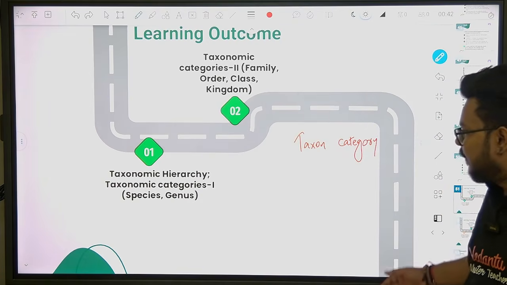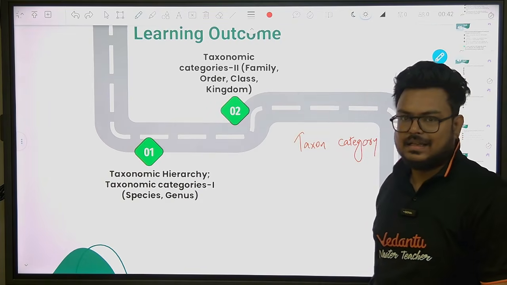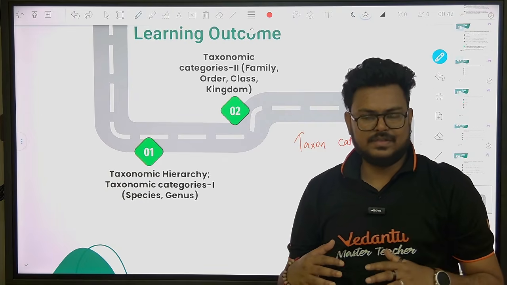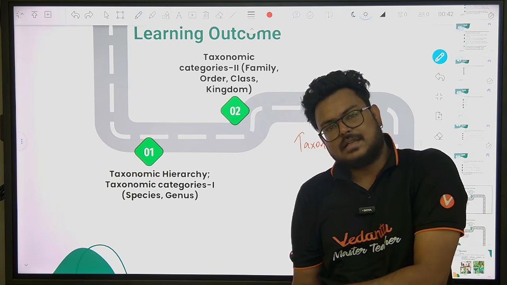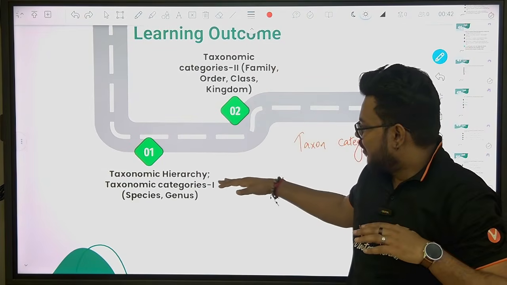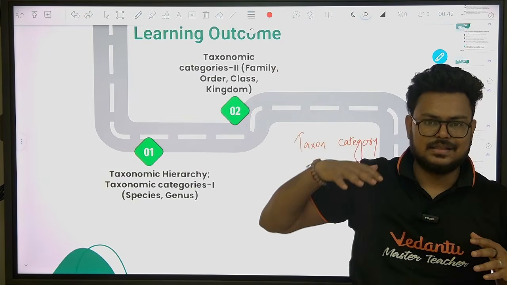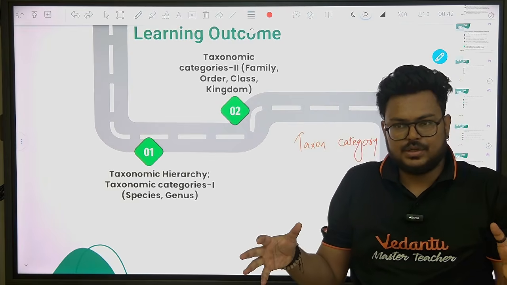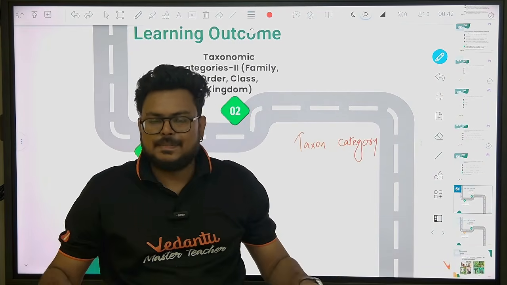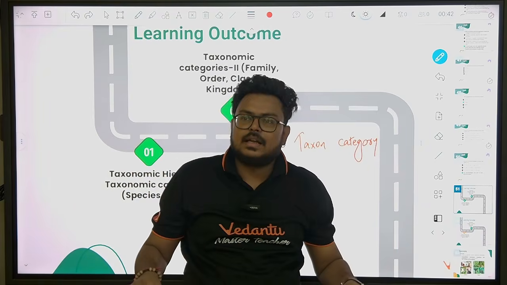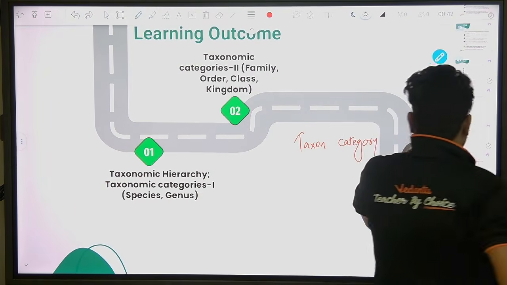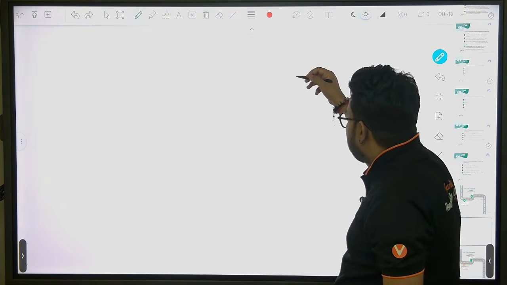First of all, guys, taxonomic hierarchy. Hierarchy means levels, like in our family we have generations: the lower hierarchy is son, then father, grandfather. So we are talking about taxonomic hierarchies. We have made different groups to place animals or plants separately according to their characters. So what is the sequence of the taxonomic hierarchy? Obviously we start from what?